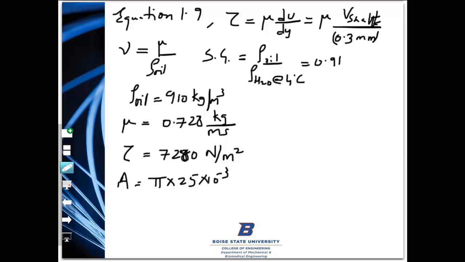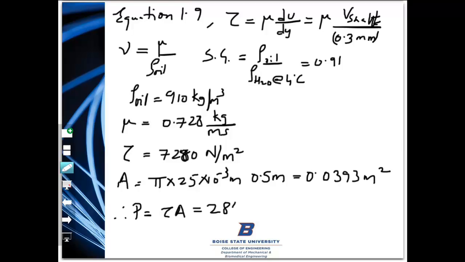Okay, and you can always calculate the area, pi times d, converting to meters, times the length of the shaft in the bearing, which is 0.5 meters. So this turns out to be 0.0393 square meters. So the force is nothing but the shear stress times area, which is what we want. This would be about 286 newtons. So all we had to do here was to find the absolute viscosity and use the shear stress formula.